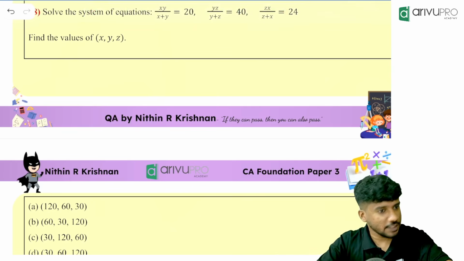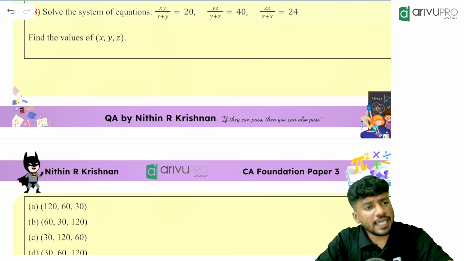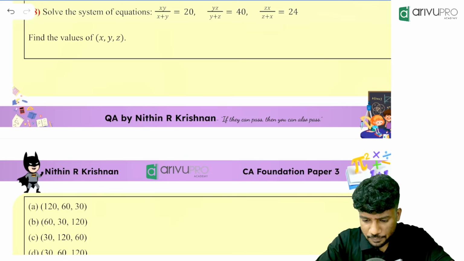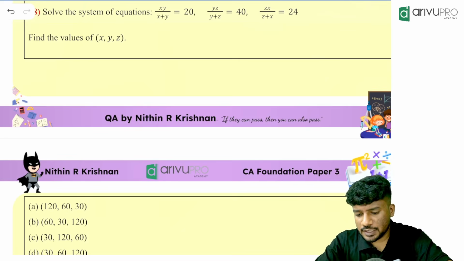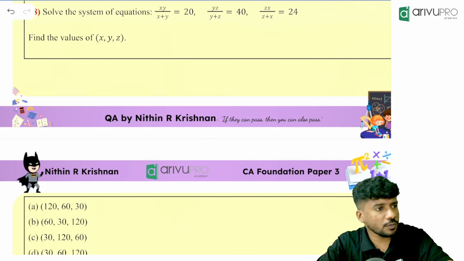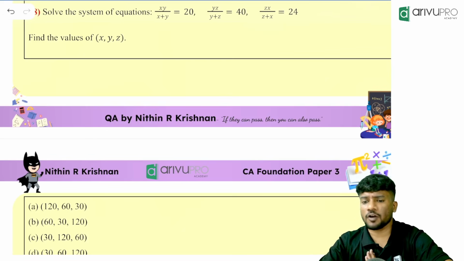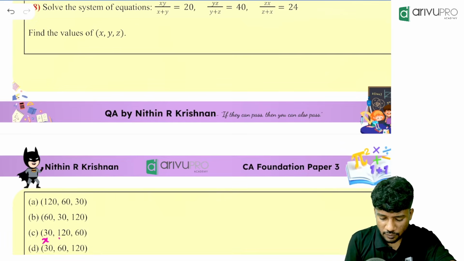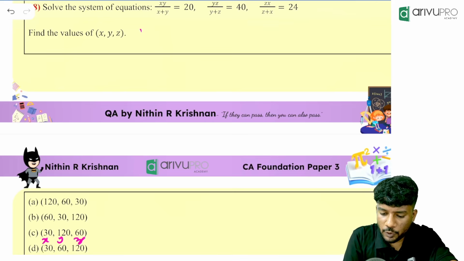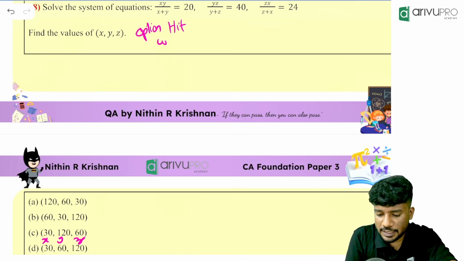Question is back. XY divided by x plus y is equal to 20. YZ divided by y plus z is equal to 40. ZX divided by z plus x is equal to 24. We need to check which option is giving you the answer. One person said option D is the answer. That means x is equal to 30, y is equal to 60 and z is equal to how much? 120. I am going to option hit with which option? Option hit with D. We will check whether that assumption is correct or not.